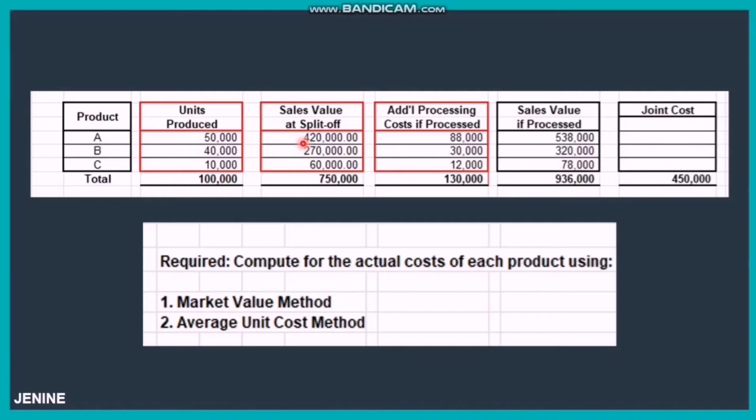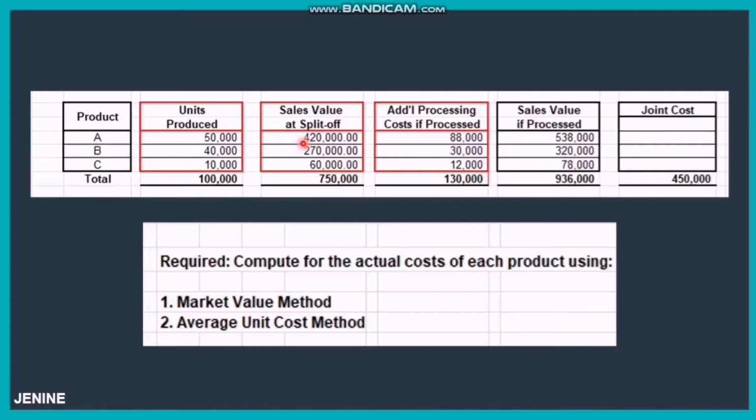Next is the additional processing cost if processed. If processed kasi, management may decide whether or not ibebenta na nila yung product at split off or ipaprocess pa siya to improve their salability. So product A has 88,000 pesos additional processing cost. Product B has 30,000 pesos, and Product C has 12,000 pesos, amounting to 130,000 pesos.